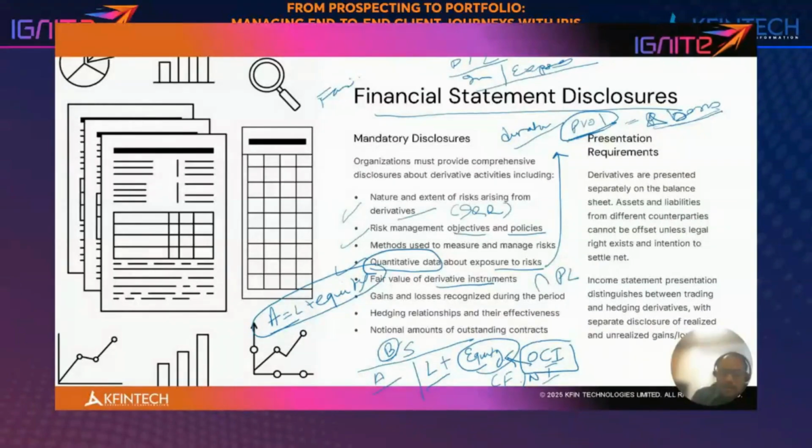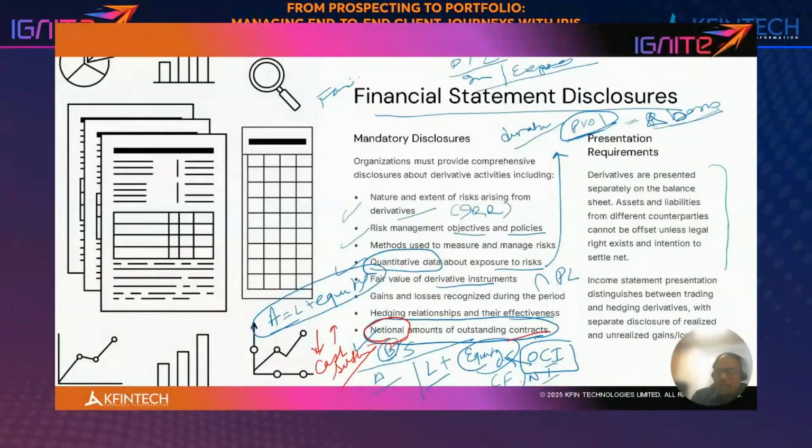Hedging relationship and their effectiveness. Notional amounts of outstanding contracts. Why is notional amount written, not the actual amount? Because in derivatives, most of the transactions will happen on cash settlement basis. That means it will not be delivered. So whatever is the MTM, that will be going through the P&L, and the notional amounts have to be declared as part of the outstanding contract.